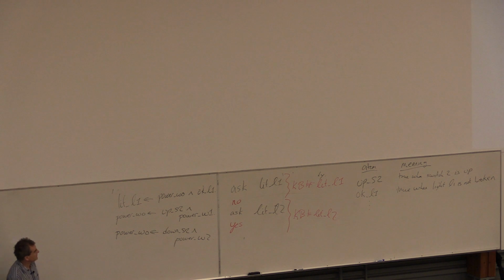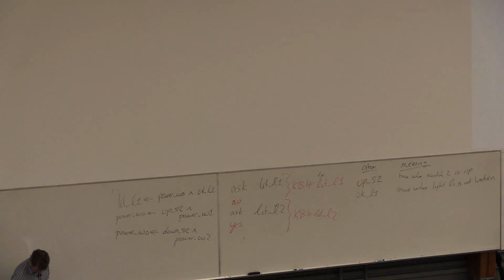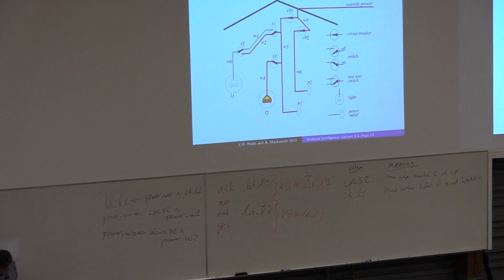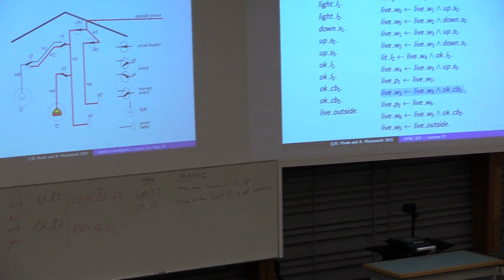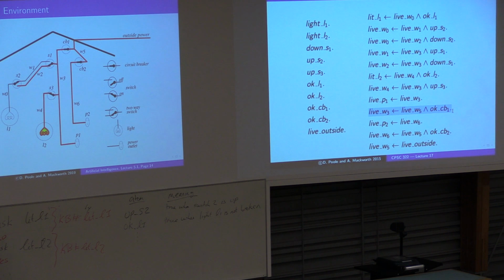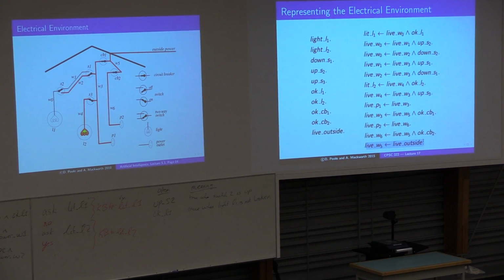And we know that up S3, whoops, where's dog? That's better. Okay, we're now going to know that W4 is live because S3 is up. If you look at up S3, we're going to know that W3 is live because it says live W5 and OK circuit breaker. And I think circuit breaker 1 is OK. Why is W5 live? If you look at W5, W5 is live because it's connected to the outside wire and it's live outside. Does that make sense?